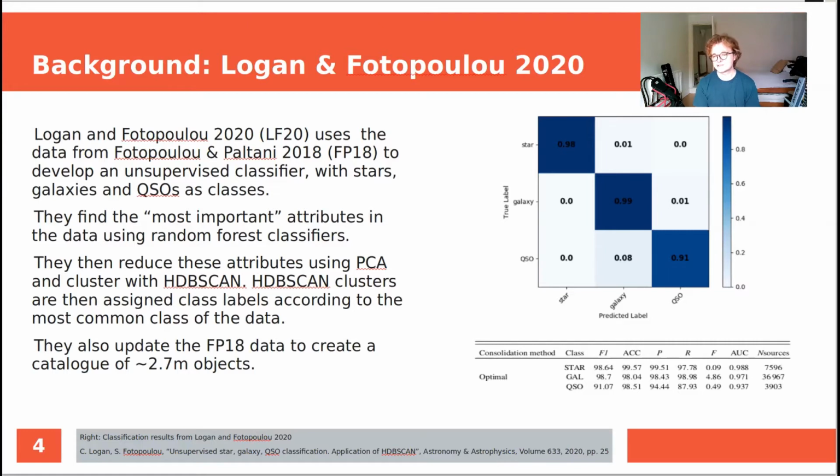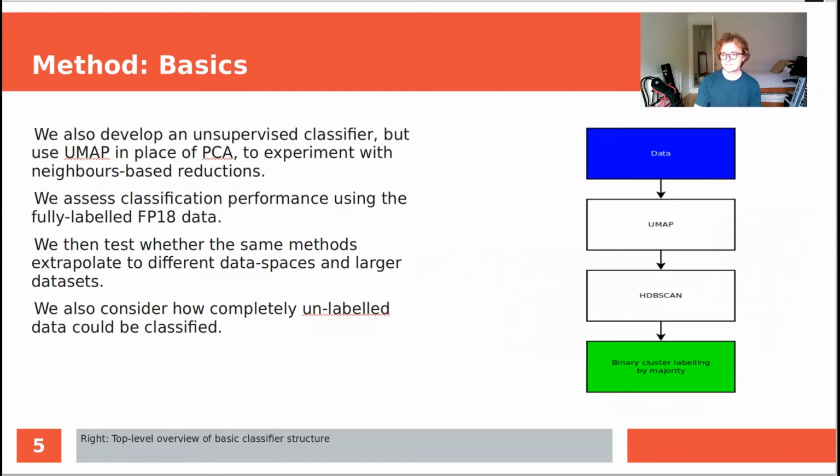They also update the previous data from Fotopoulou and Paltani 2018 to create a dataset of 2.7 million objects, but without reliable spectroscopic labels, i.e. an unlabeled dataset. The pipeline we design is principally for partially labeled datasets. We pipe UMAP into HDBSCAN and then assign cluster labels using the majority of each cluster. Again, this is a very brief explanation. Please do have a look at the report document. We also test whether our pipeline can be applied across data spaces and with much larger data sets.